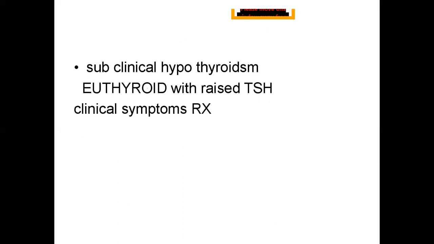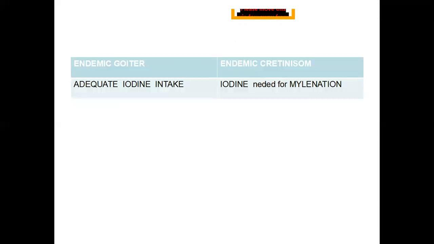And next, subclinical hypothyroidism. Here the patient is euthyroid, that means his or her thyroid values are normal, but with raised thyroid stimulating hormone. In these cases, if the patient is having clinical symptoms only, we need to treat them. After achieving the euthyroid state, we'll discontinue the treatment. And goiter and cretinism.